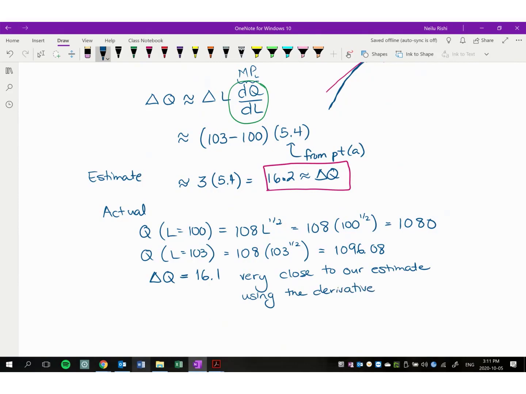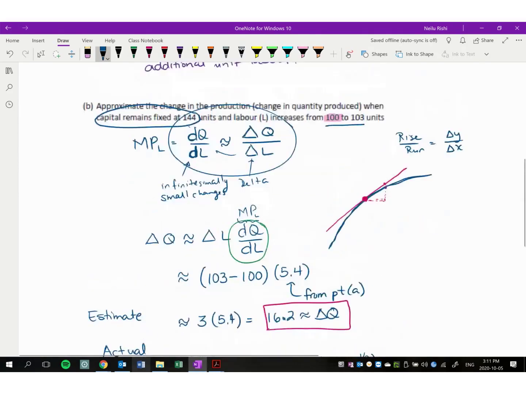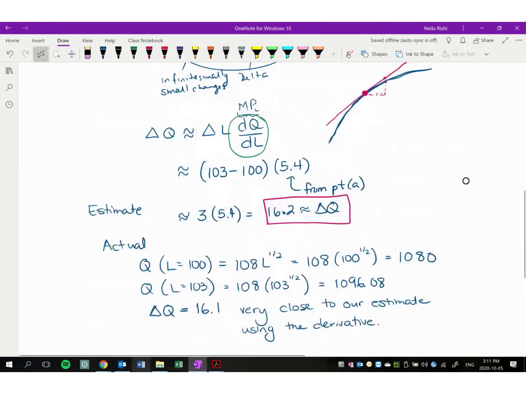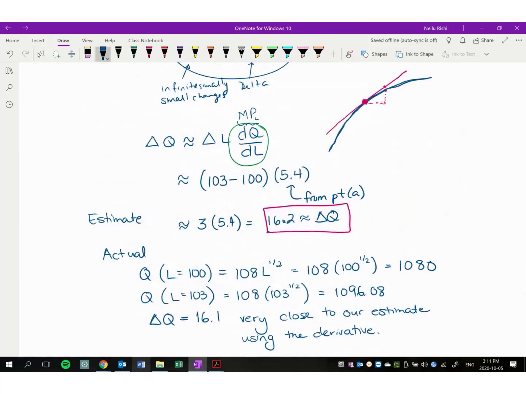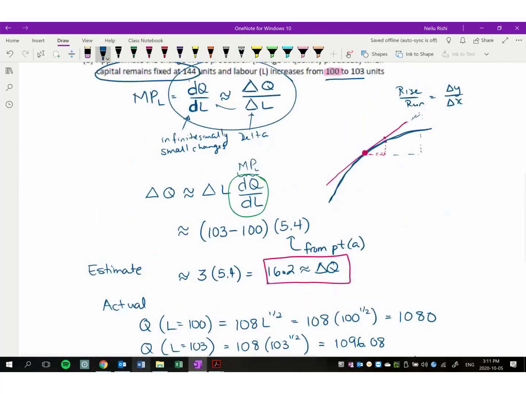Now this works more for small amounts of change as opposed to big amounts of change. You can see that if we were to talk about large amounts of change over here, we would lose accuracy. Can you guys see that? For large changes, we wouldn't use this approach, but for small changes, we would. Anybody have questions on that concept?